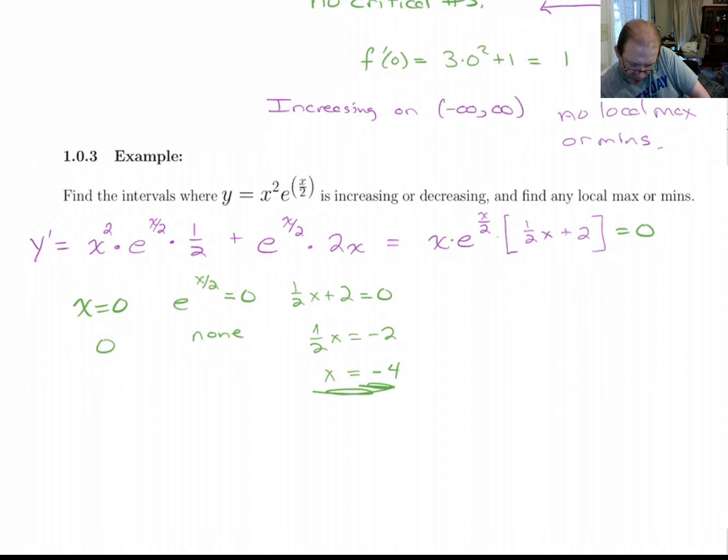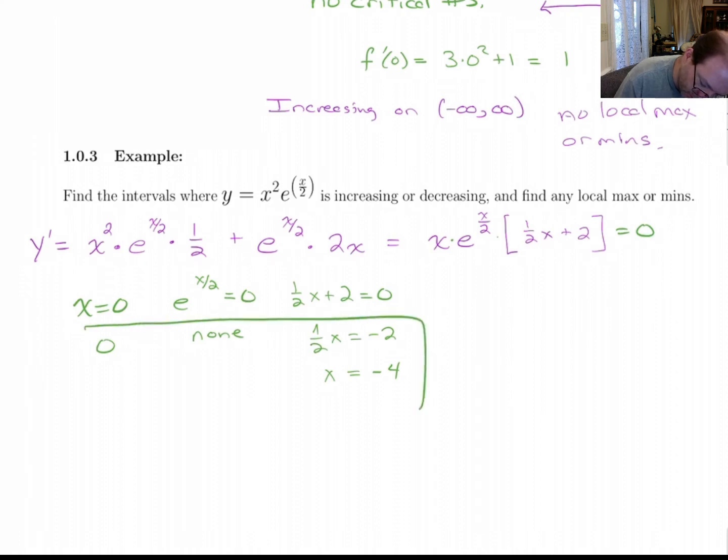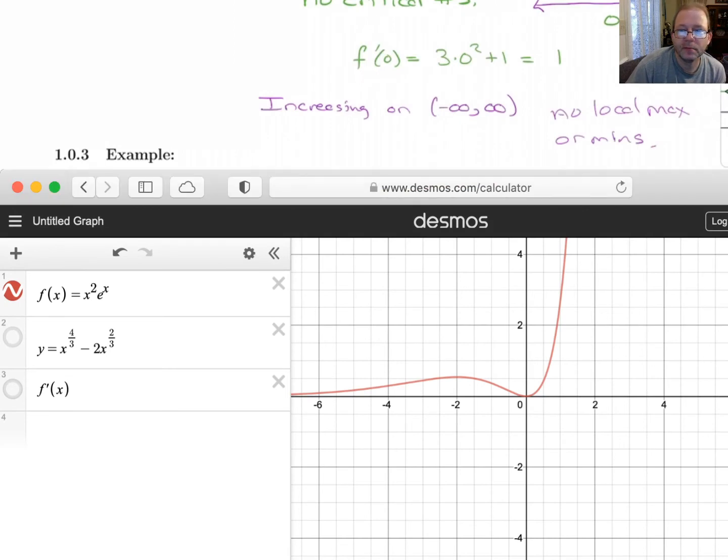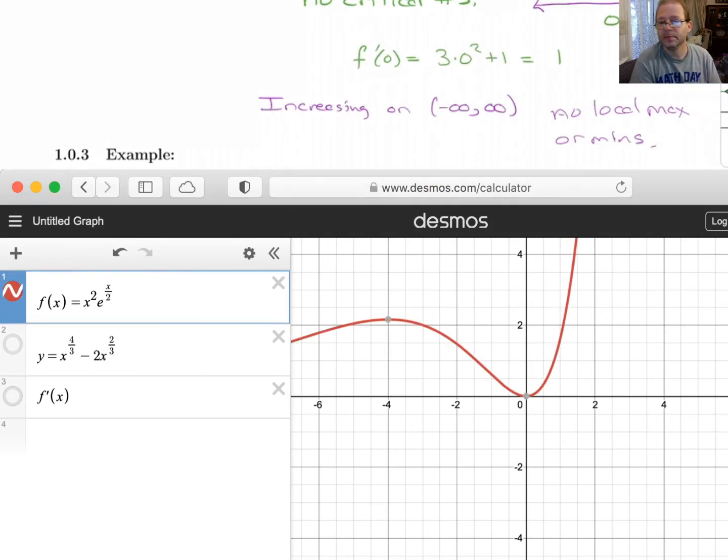All right, so 1/2 x plus 2 equals 0. Take 2 off of both sides. I get this. This gives me x equals -4. I know exactly what's wrong. Nothing is wrong with this. It's my graph that I did that was wrong. I forgot to put my x over 2. There. All right. So let's do our chart.